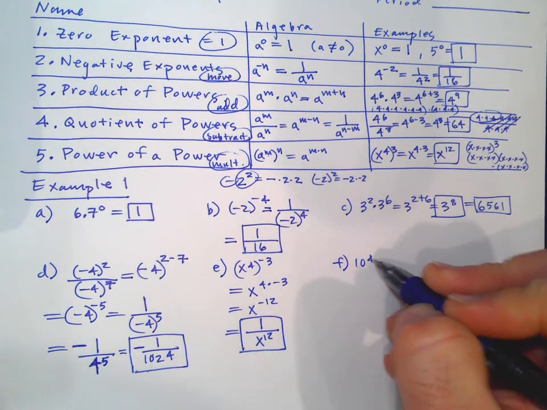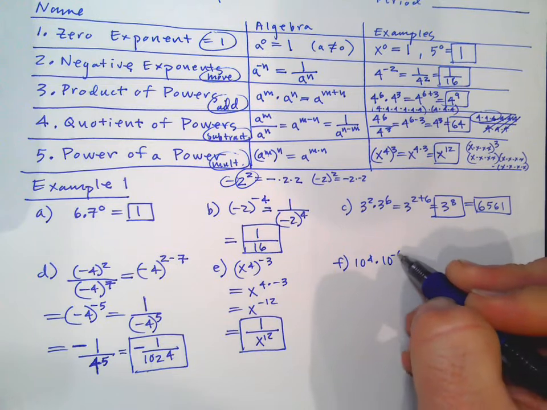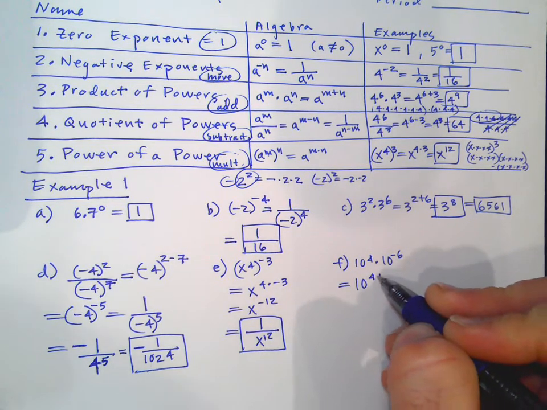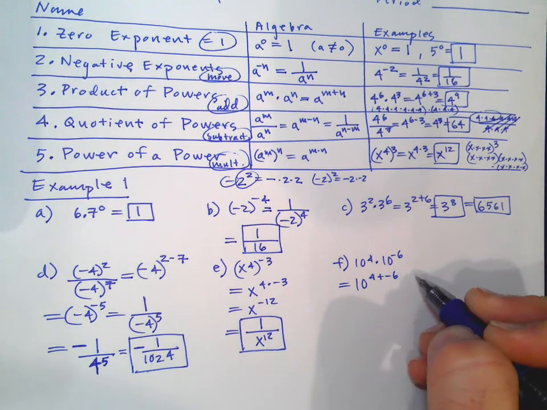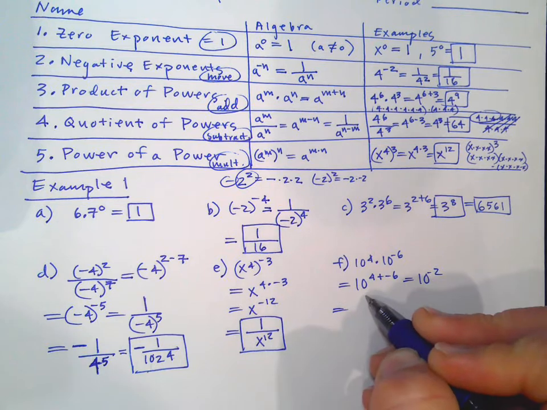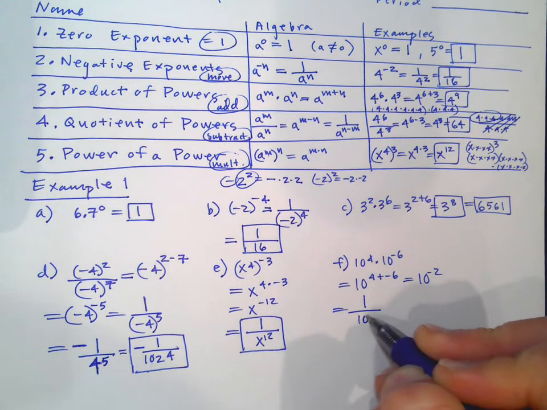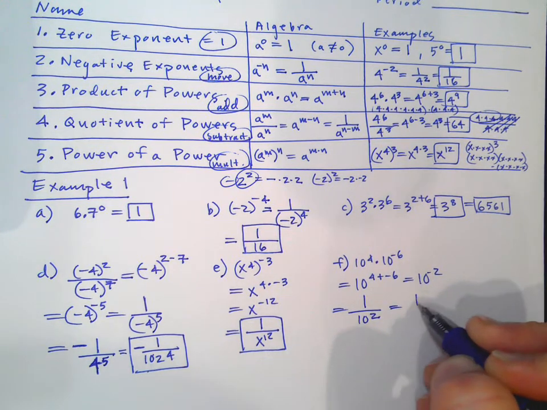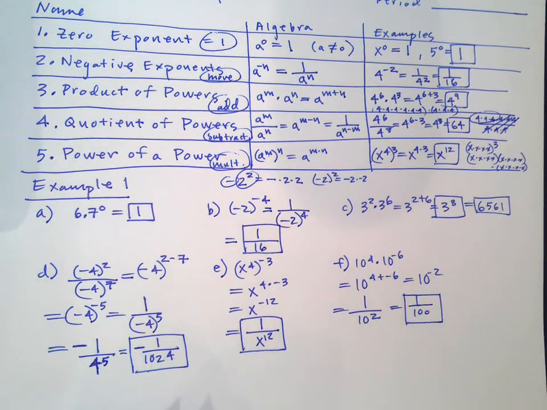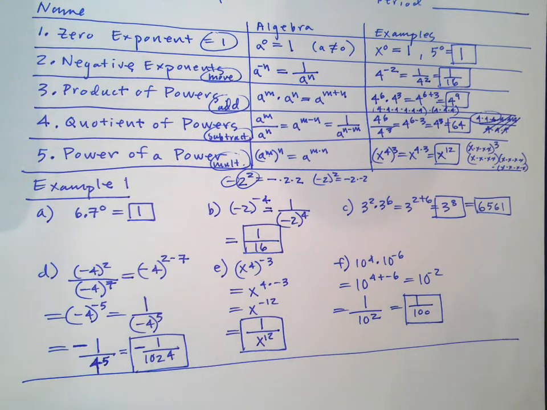F, 10 to the 4th times 10 to the -6th. So you would add these. So that's going to give you 10 to the -2, which is going to be 1 over 10 squared, which is going to be 1 over 100. So a few examples there. I'm going to add a couple more rules.